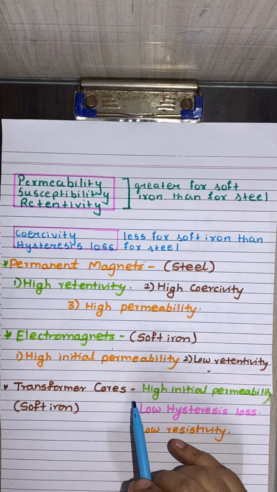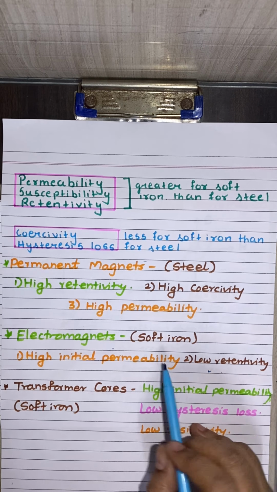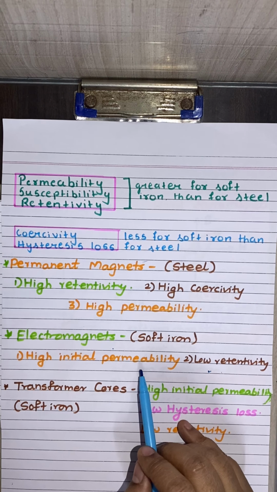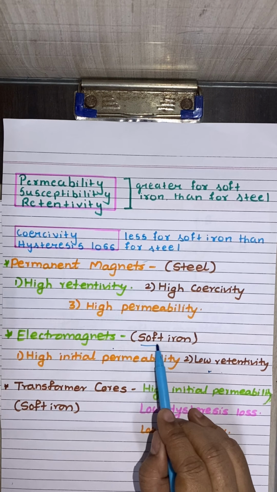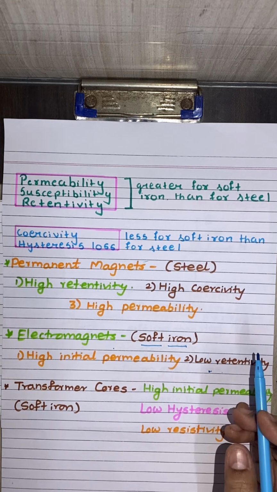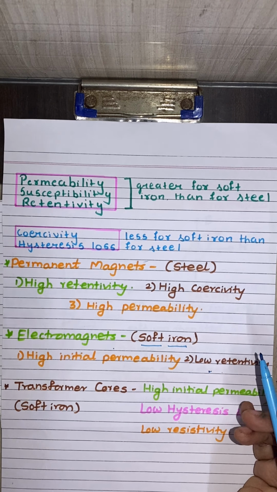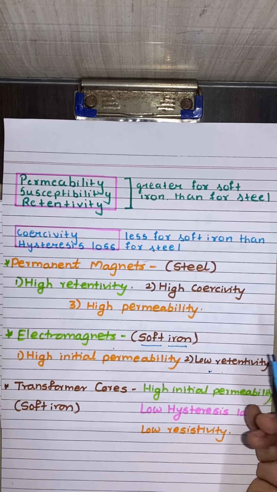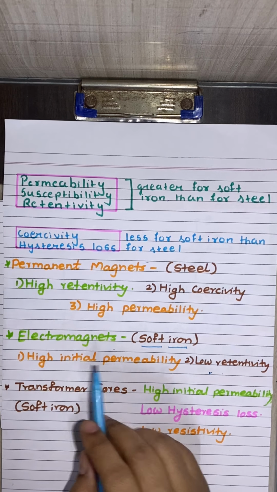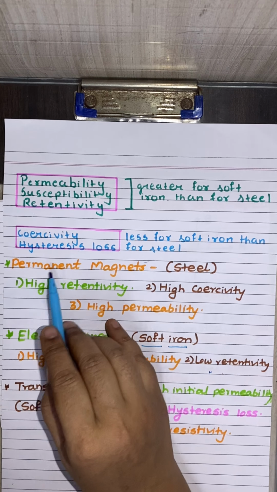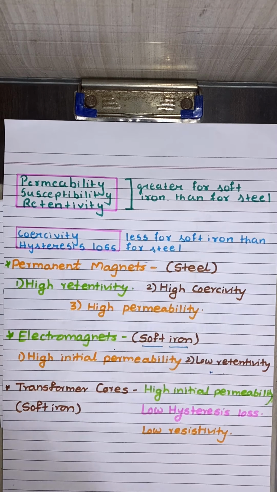For all such purposes, soft iron is more suitable. You can see here that soft iron is more suitable than steel for the core of the electromagnet. So basically, for the electromagnet, soft iron is used, and for the permanent magnet, steel is used.